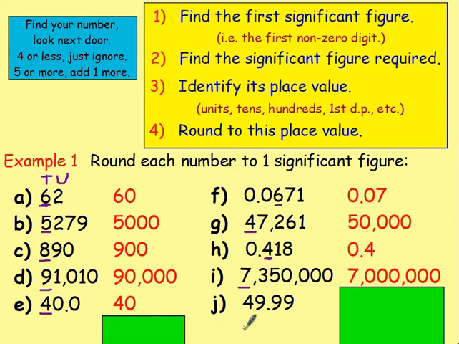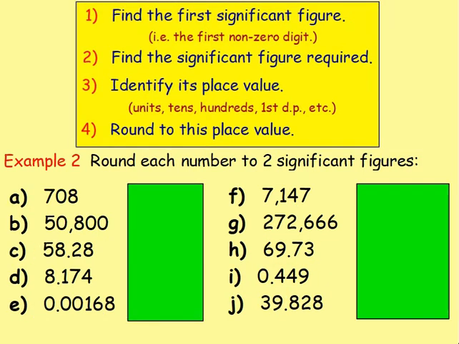Next one, with J, we have 49.99. First significant figure is the 4. That is in the tens column, so we round that number to the nearest 10. I'm sure you can do that without the poem, but we find our number, we look next door, it's 5 or more, so we add one more. So instead of being 40 something, the 4 would go up to a 5. So you would have 50, and we just ignore the rest of it. So that is rounding to one significant figure.